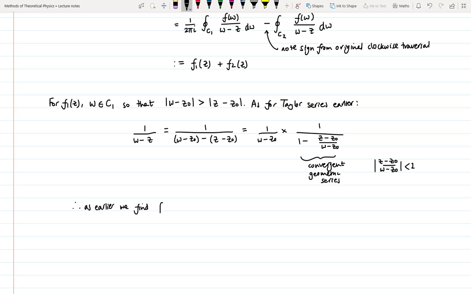this gives us that f1 of z is the sum from n equals 0 to infinity, and we can write it as a power series in z minus z naught, where the coefficients are Pn. And you can check this for yourself. It's the same manipulation as in the previous video. These coefficients are given by the integral around C1 of f of w over (w minus z naught) to the n plus 1 dw.